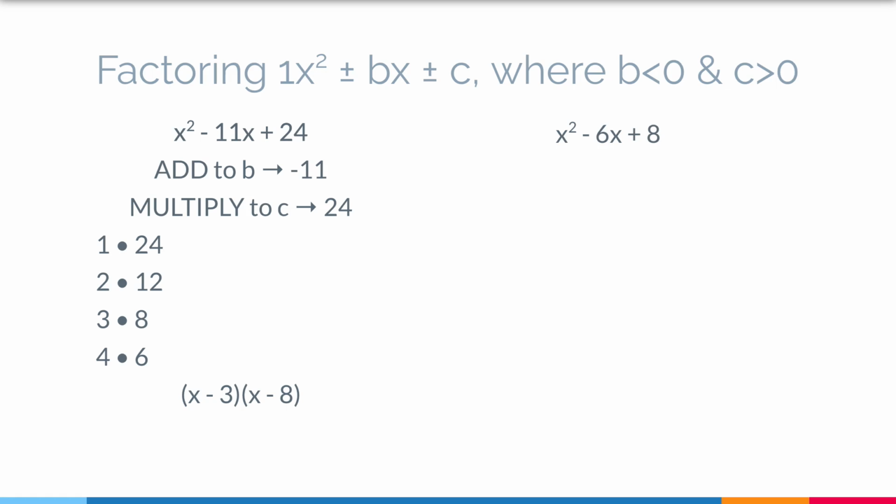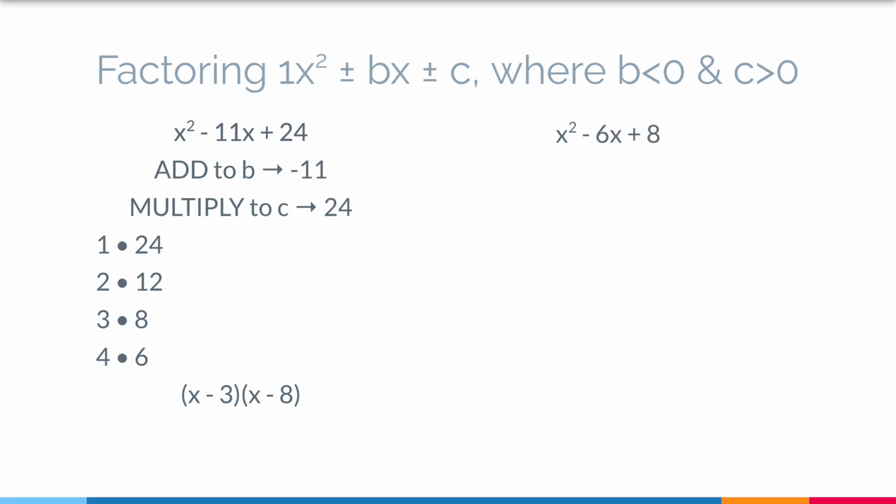When b is less than 0 and c is greater than 0, or when b is negative, c is positive, you'll end up with double negatives, just like on the previous slide we ended up with double positives. This is because when you add negatives, it stays negative, so b will continue to be negative. But when you multiply negatives to get c, a negative times a negative is positive.